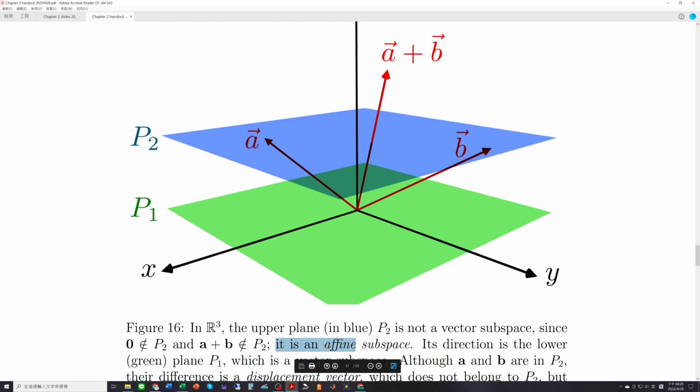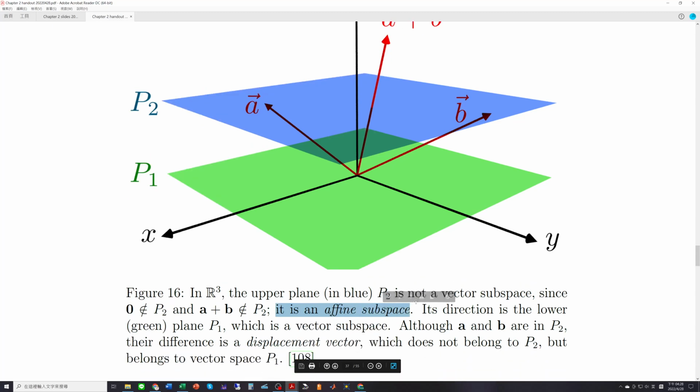Okay, it is an affine subspace. Its direction is the lower green plane P1. Okay, this is the plane P1, this plane. P1 is a vector subspace. You can see that the plane P1 is actually the xy plane.